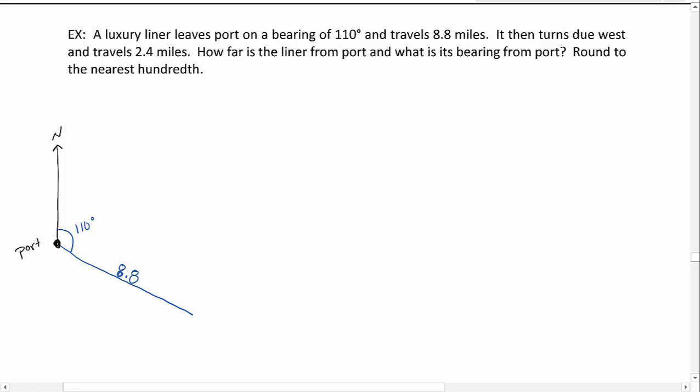Then it turns due west. That's perfectly horizontal this way. For 2.4 miles. And now we want to find how far the liner is from port. So we're looking for this distance here.